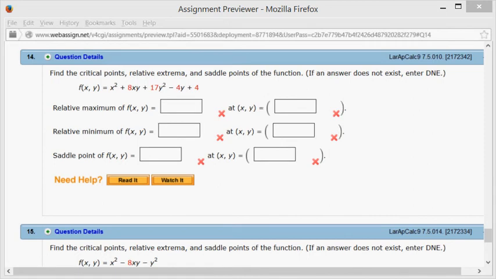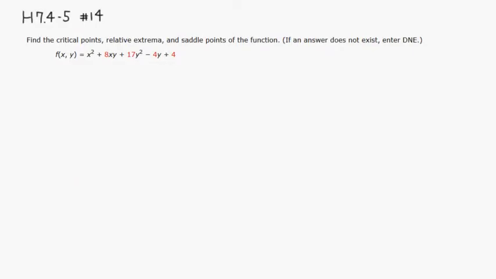Alright, let's look at the homework 7.4, 7.5, problem number 14. We have a function of two variables here, and we'll try to see if we can find the critical points and determine if they give you a relative max, relative min, or saddle point. Alright, so let's do that.